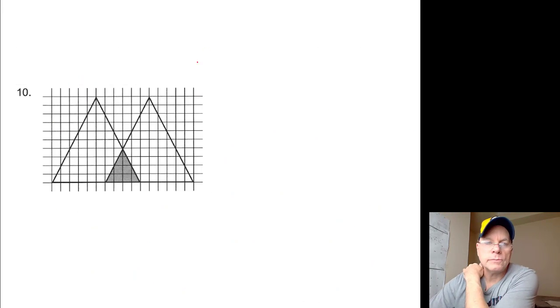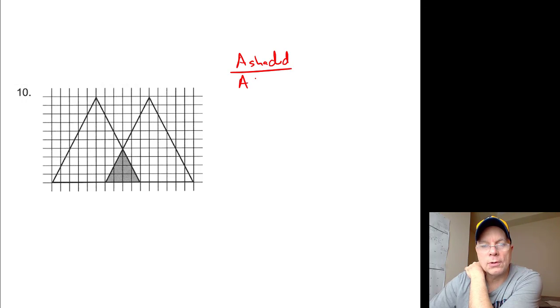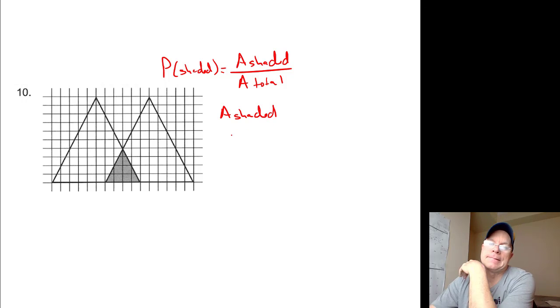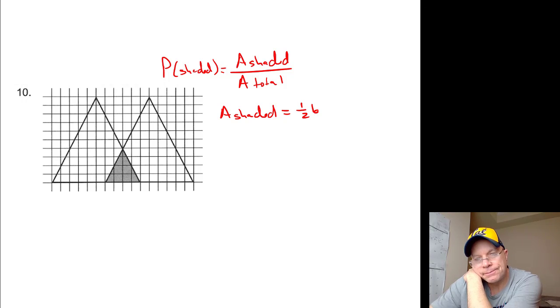Number 10. Area shaded over area total. That'd be the probability of shaded. This time the shaded area is the easy one. The shaded area is 1/2 base times height. So 1/2 of a base of 4, a height of 4. 4 times 4 is 16, half of 16 is 8. So the shaded area is 8.